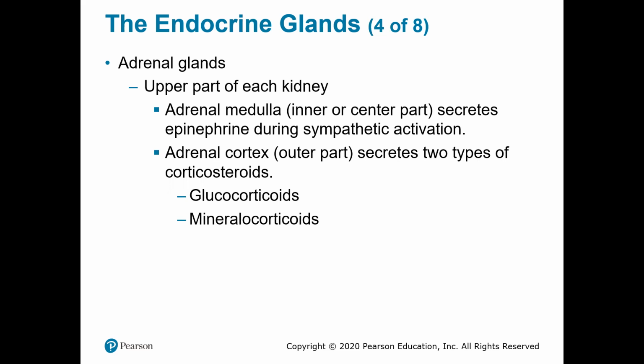So just beneath that workplace wisdom box on page 540, we're now going to look into the adrenal glands. These are at the upper part of each kidney. They almost look like a cap or a hat sitting on top of each kidney. They consist of the adrenal medulla, or the inner or center part of the adrenal gland, and that is what secretes epinephrine during sympathetic activation. And our adrenal cortex, or the outer part of that adrenal gland, secretes two types of corticosteroids, the glucocorticoids and the mineralocorticoids.